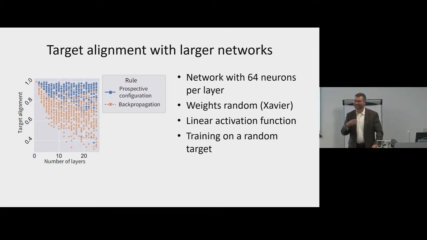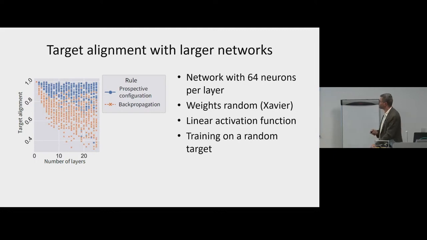But as the network becomes deeper and deeper, the target alignment decreases, because these different weight changes in different layers start to interfere with each other. And thirdly, backpropagation has consistently lower target alignment than predictive coding. So predictive coding moves you consistently much more directly towards the target than backprop.